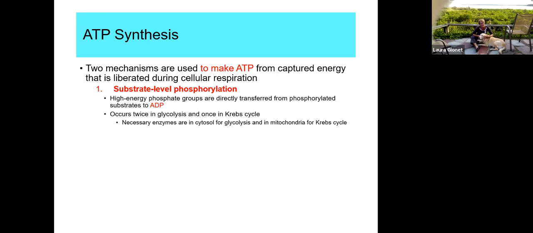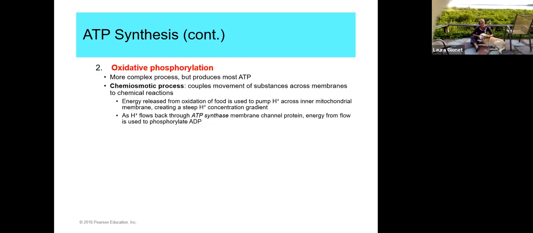It occurs twice in glycolysis and once in the Krebs cycle. Necessary enzymes are in the cytosol for glycolysis and in the mitochondria for the Krebs cycle. All right, so there are certain places within these 4 phases where we create ATP, and that mechanism is called substrate level phosphorylation. And this is something that's really helpful to know when you go into microbiology, because they're going to make a distinction between these 2. Or we have what's called oxidative phosphorylation.